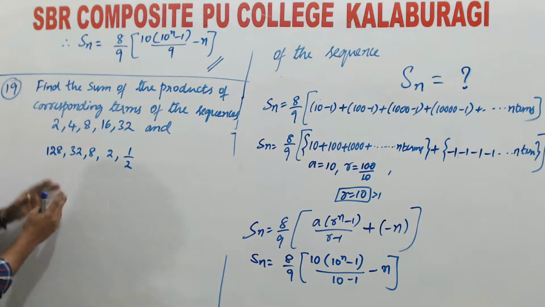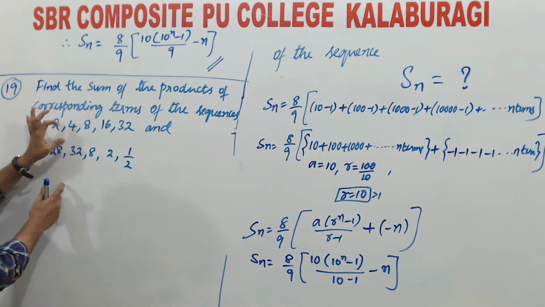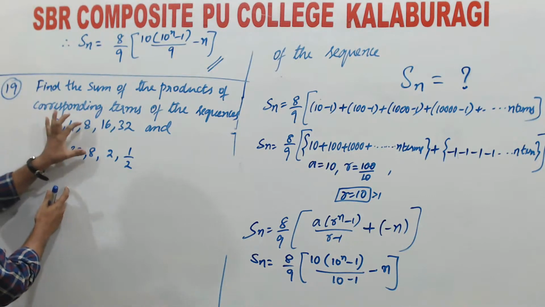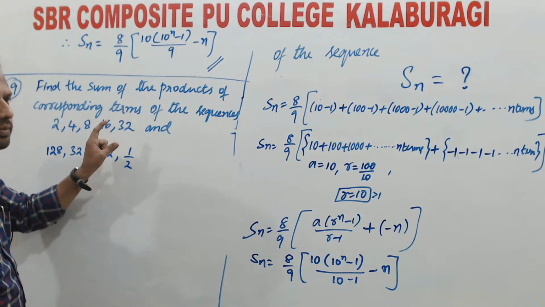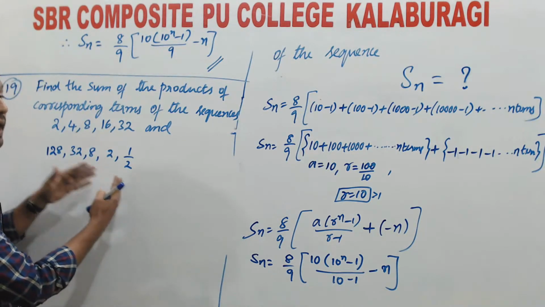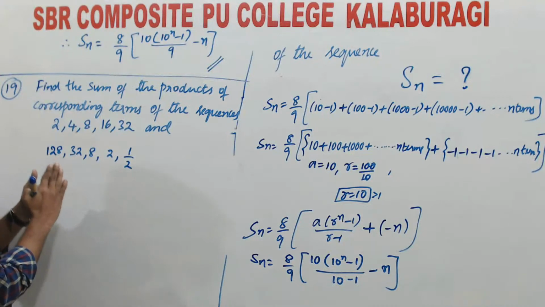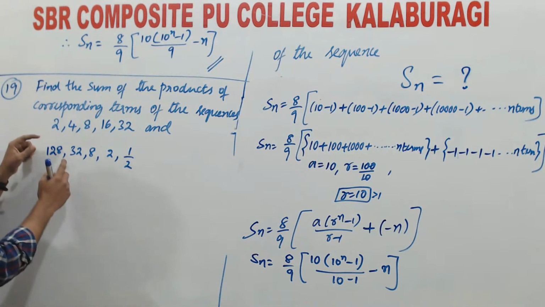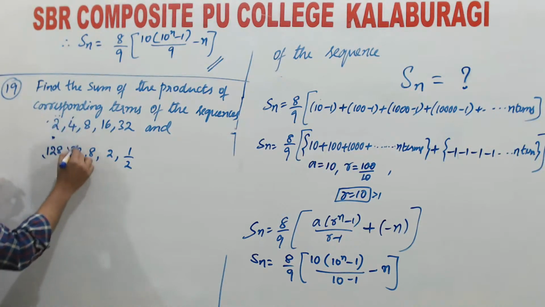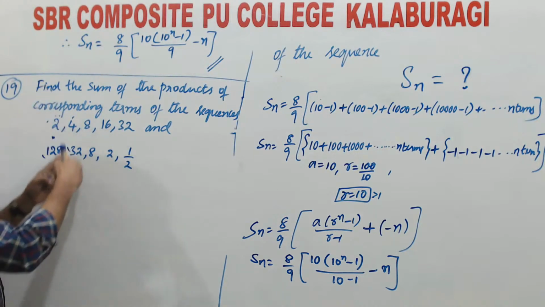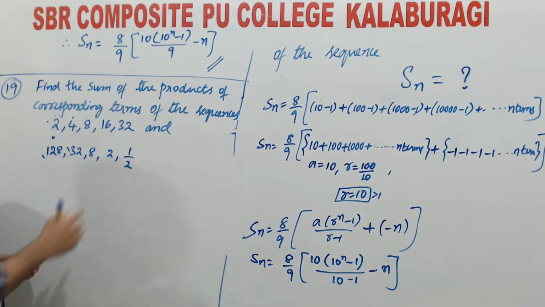Corresponding terms of the sequences means what here: first term of both the sequences I should multiply, second term of the two sequences I should multiply, third term of the two sequences I should multiply, fourth term of the two sequences I should multiply. Similarly, fifth term of the two sequences I should multiply, and at last I should add them. So that's why they have given sum here, means at last I should add it. Sum of the product of corresponding terms of the sequences. Corresponding terms means first term, second term, third term, fourth term, fifth term. I should multiply them and add it. So in that sense, they have given the question here.